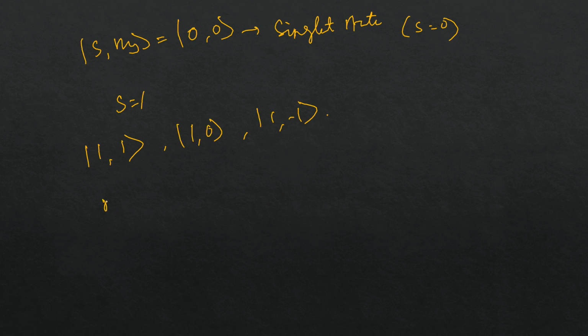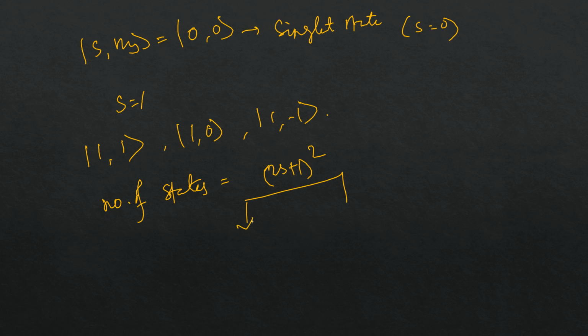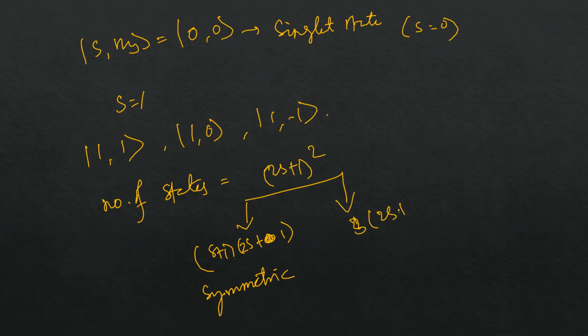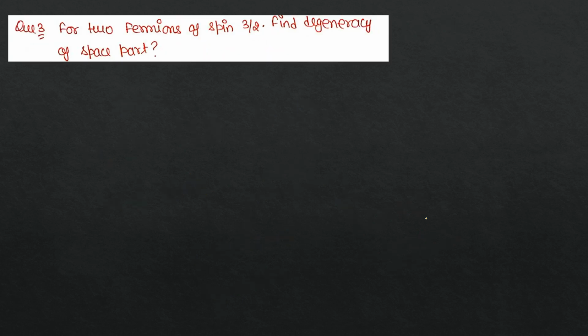So the number of states is equal to (2s plus 1) whole squared. It's different for symmetric and antisymmetric. For symmetric it is (s plus 1)(2s plus 1), and for antisymmetric it is s times (2s plus 1). Alright. Next is what?